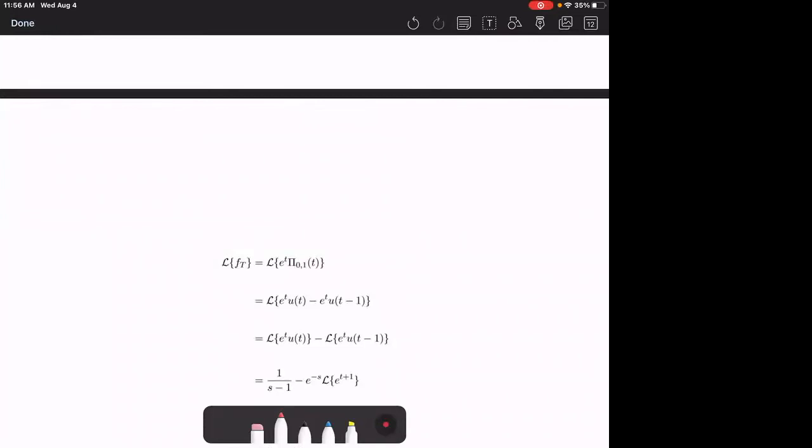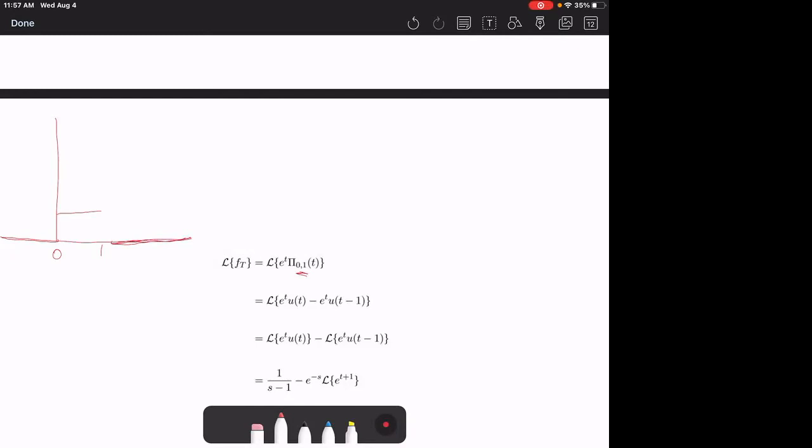Well, the windowed function is just, let's remember what our rectangular window function is. It's 0, and then it's equal to 1 until we reach our stopping point. Here it's from 0 to 1. And then it just goes back to being 0 forever. So that's the window function.